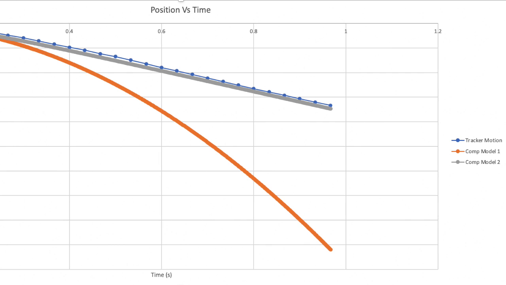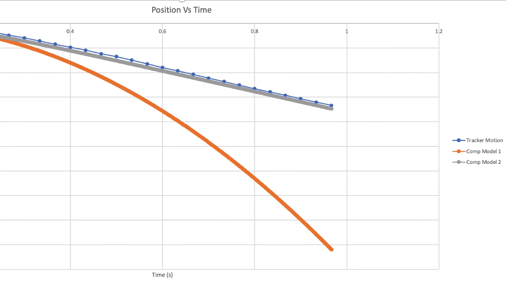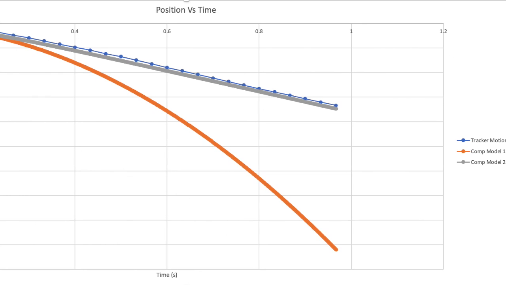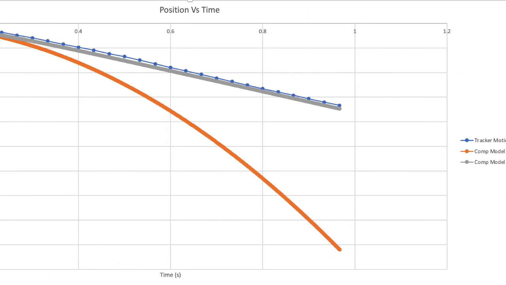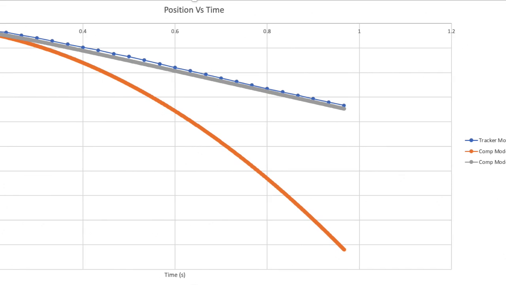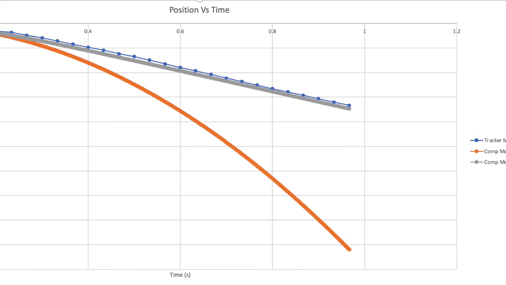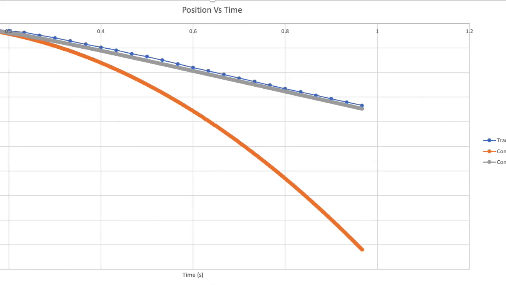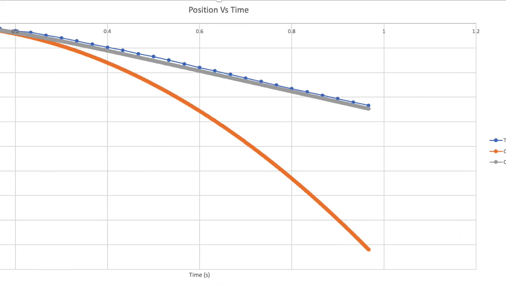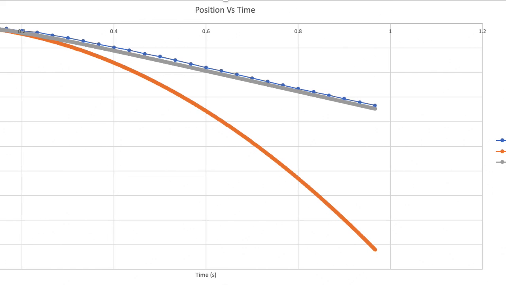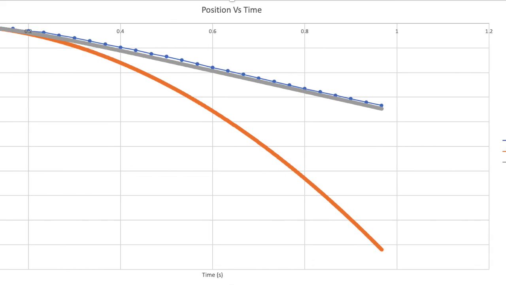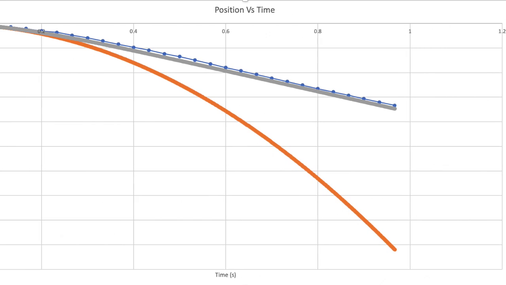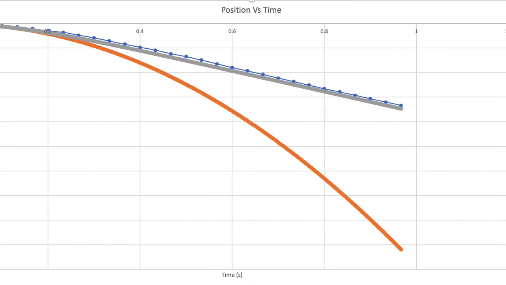In this next image, we see the position versus time graph of my Tracker data compared with the two computational models that I created. As you can see, Model 2 more accurately predicts the motion of my object. This is because it takes into account the drag force of my object. Model 1 initially follows a similar path to the actual motion of my object, but because it does not take into account drag force, the velocity and position both increase at a faster rate than the actual motion.